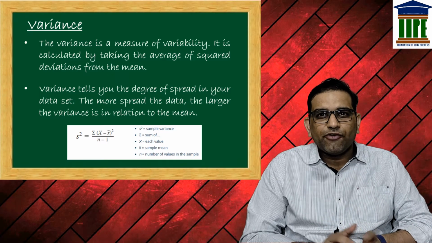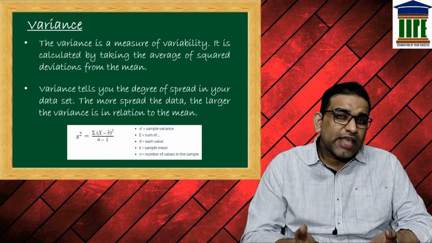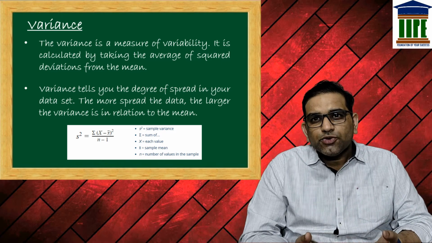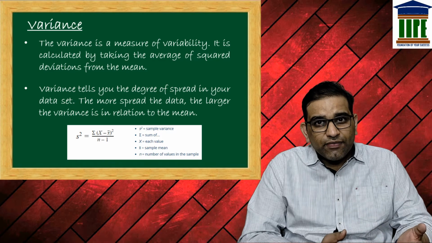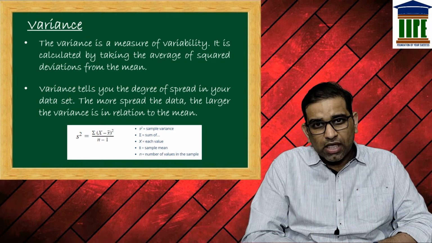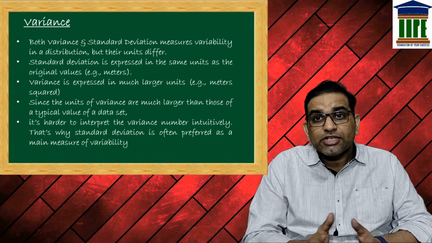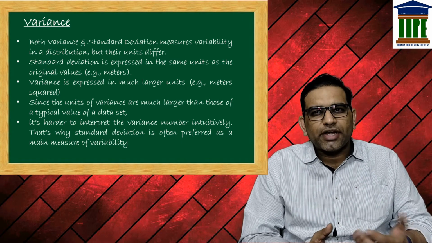Variance. The variance is a measure of variability. It is calculated by taking the average of squared deviation from the mean. Variance tells you the degree of spread in your dataset. The more spread the data, the larger the variance, and it is in relation to the mean. Both variance and standard deviation reflect variability in any distribution of the data.